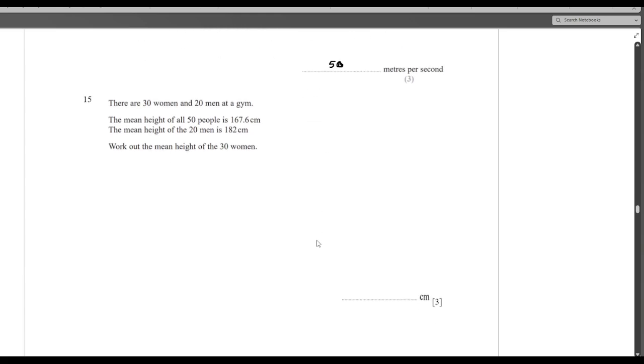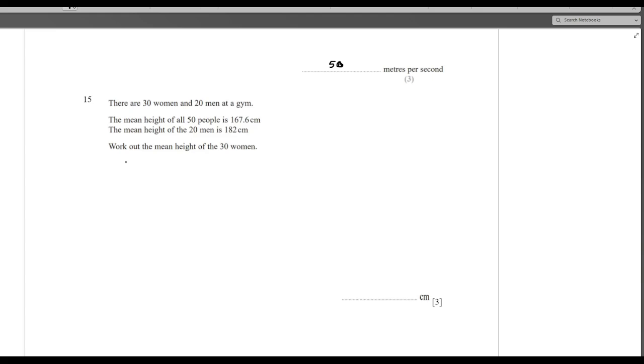Now 15th question: there are 30 women and 20 men at a gym. The mean height of all 50 people is 167.6. The mean height of the 20 men is 182. Work out the mean height of the 30 women. So here the mean height of 50 people is given.